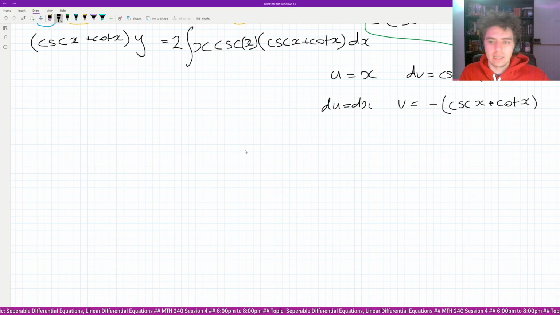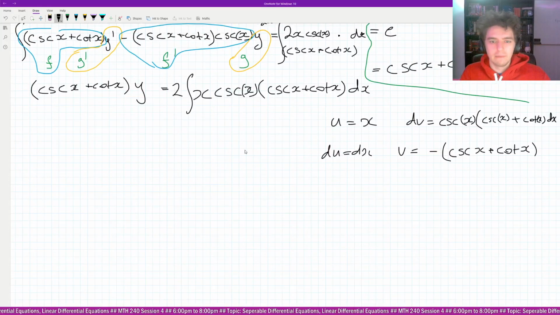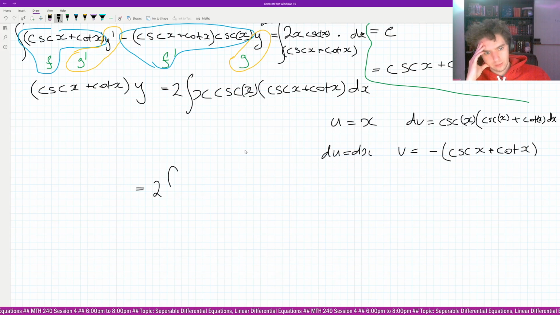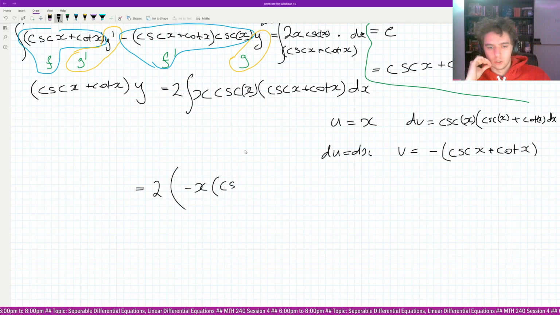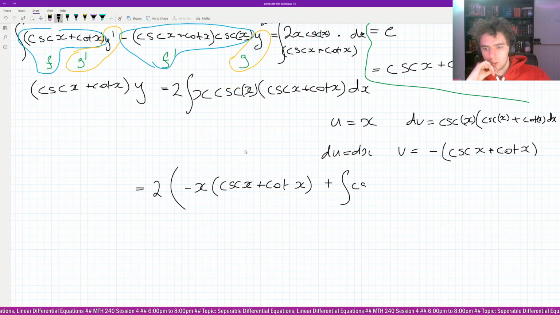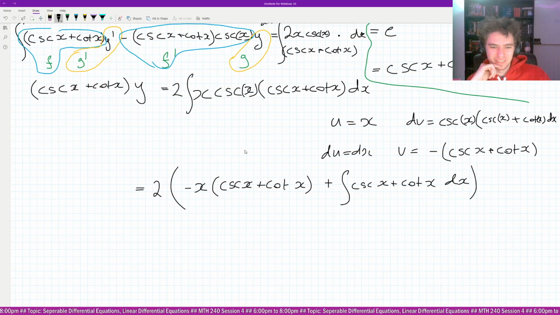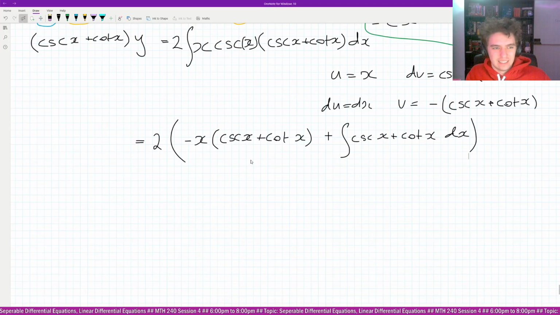We're good for this. So then I can just do, let me make sure I did that right. We want the positive thing there. Yeah. So this is going to be 2 times negative x cosecant x plus cotan x, okay, minus integral of, plus cosecant x plus cotan x dx. Close bracket. Well, now we have to find the integral of that, which doesn't look good.